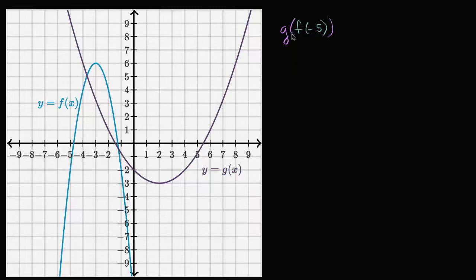And it can sometimes seem a little daunting when you see these composite functions. You're evaluating the function g at f of negative 5. What does all of this mean? You just have to remind ourselves what functions are all about. They take an input and they give you an output.